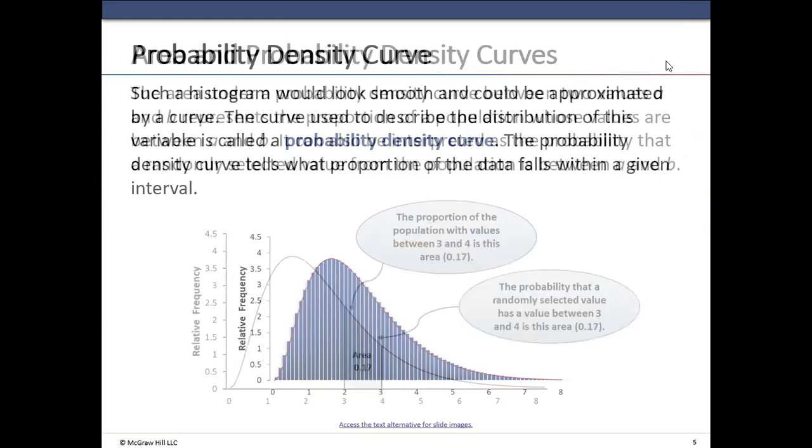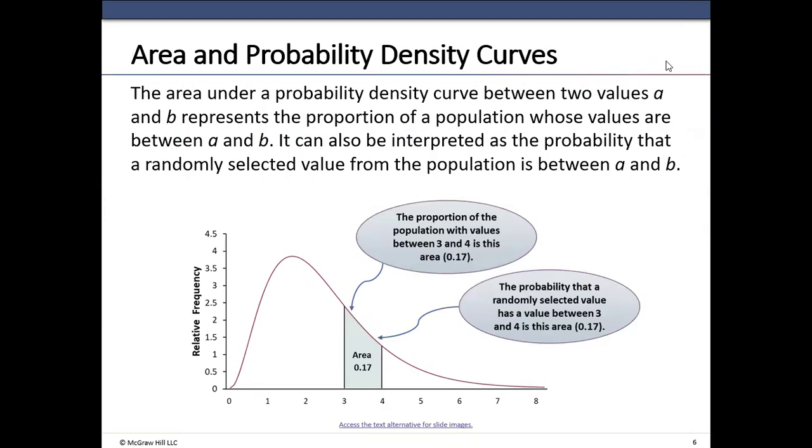The area under the probability density curve between two values A and B represents the proportion of the population whose values are between A and B. It can also be interpreted as the probability that a randomly selected value from the population is between A and B. So basically, the area under the probability density curve between A and B tells us what proportion of the population will fall between A and B, or what is the probability that a particular random variable will have a value between A and B.